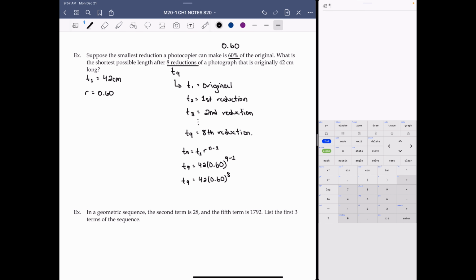42 times 0.60 to the power of 8. That gives us T9 equals, we'll round to the tenths place, so 0.7 centimeters. That would be the length of the photograph after 8 reductions.